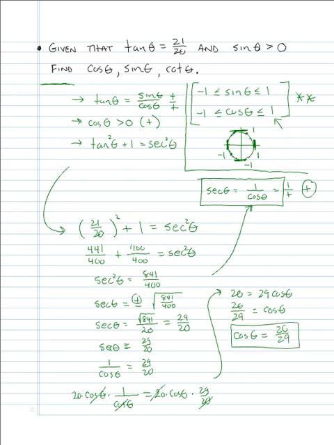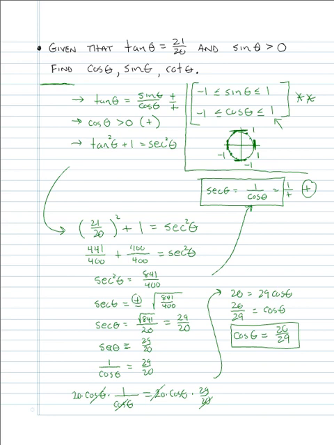Now, this could have been done much more quickly if we just recognized that the secant of theta and the cosine of theta are reciprocals of each other. Since the secant of theta is 1 over cosine of theta, that means the cosine of theta is the reciprocal. And so we could have just said, if the secant of theta is 29 over 20, then the cosine of theta is 20 over 29. In the future, we'll use that information.